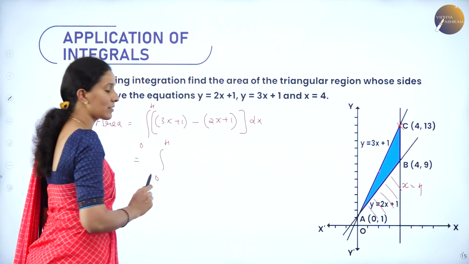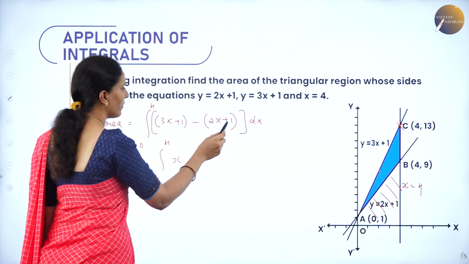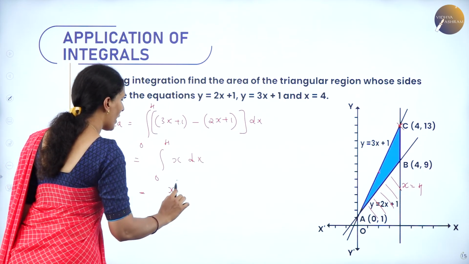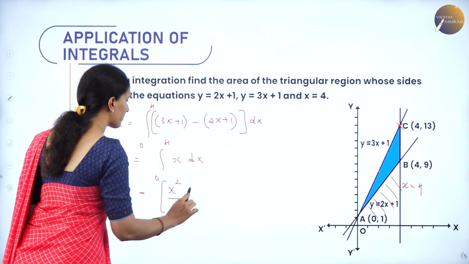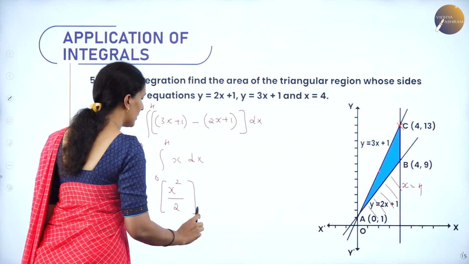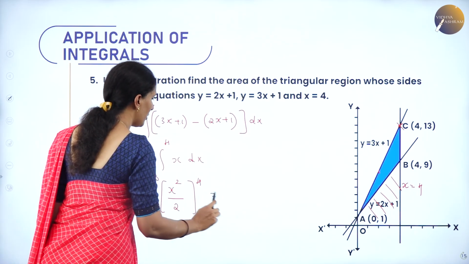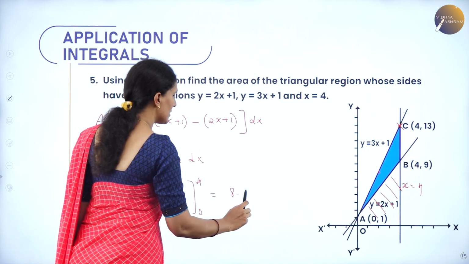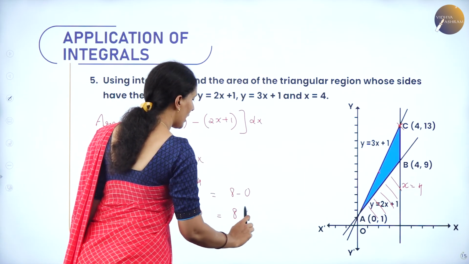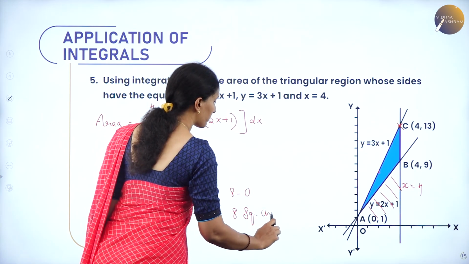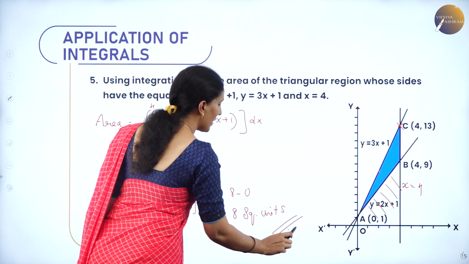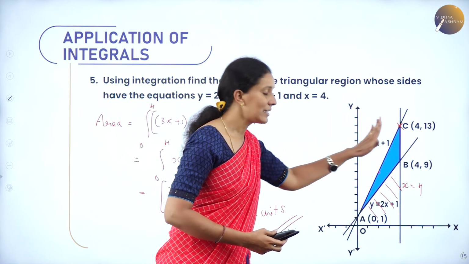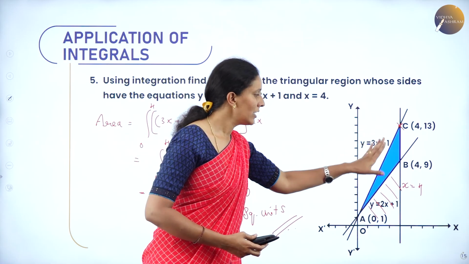3x minus 2x is x here. Plus 1 minus 1 gets cancelled. So it is x dx. So x square by 2 is the required integral. So 0 to 4 is the limit, and when you apply it, it is 4 square by 2, 8 minus 0, which is equal to 8 square units. So this is the area bounded by these lines which form a triangle.